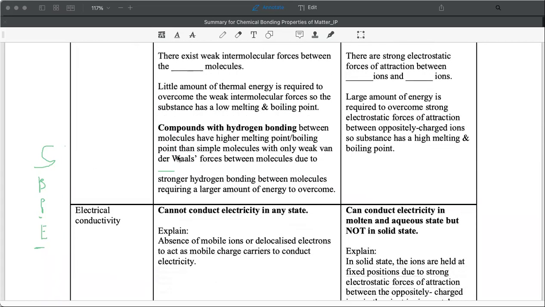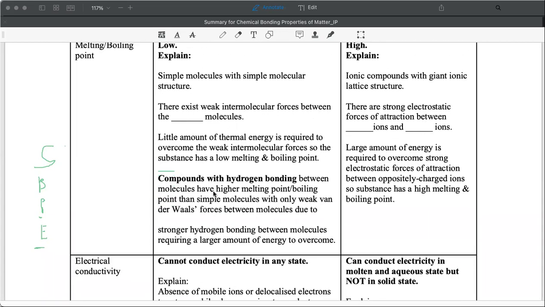For students in the IP syllabus, you are required to know what is hydrogen bonding. Hydrogen bonding causes the compounds to have a higher melting or boiling point than simple molecules with only weak van der Waals forces, as hydrogen bonding is stronger, requiring a larger amount of energy to overcome.